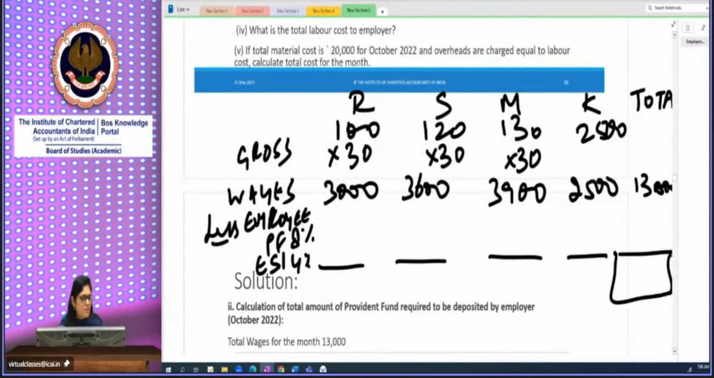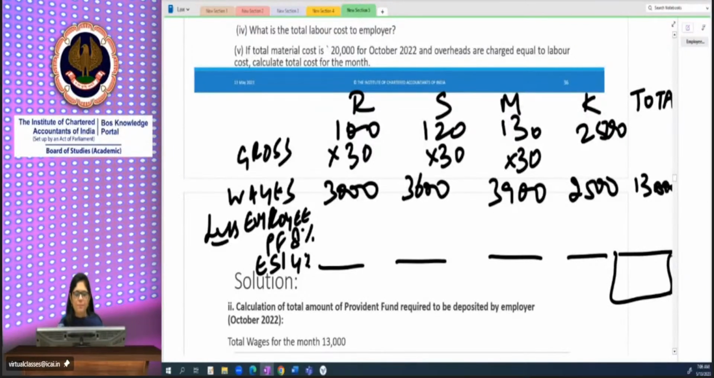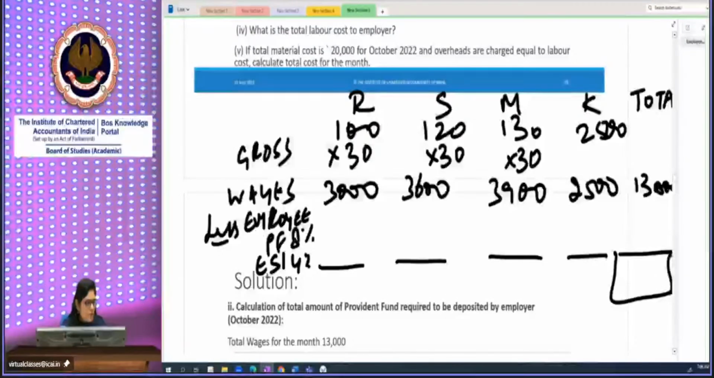Yes, 13,000 is the gross wages. It's already zoomed, Soumyakanta. It's already zoomed. I hope it's clearly visible.